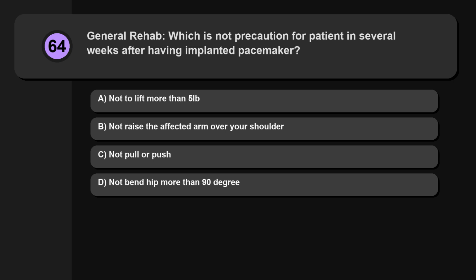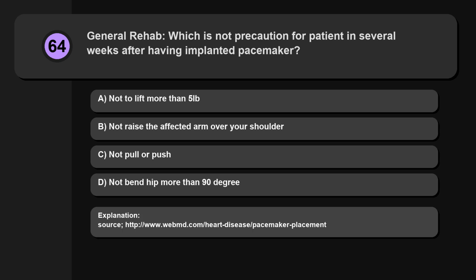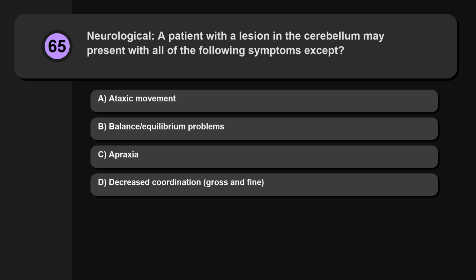Question 64. General rehab. Which is not a precaution for a patient in the several weeks after having an implanted pacemaker? Option A, not to lift more than 5 pounds. Option B, not raise the affected arm over your shoulder. Option C, not pull or push. Option D, not bend hip more than 90 degrees. The correct answer is option Nan. Source: http://www.webmd.com/heart-disease/pacemaker-placement.